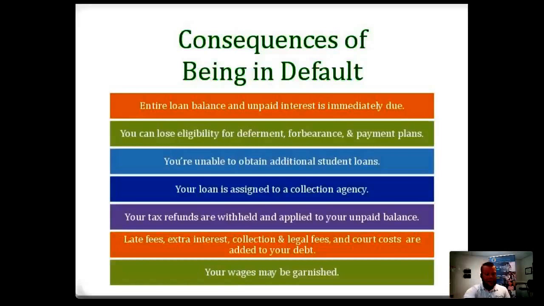Here's a huge one. Late fees, extra interest, collection and legal fees, court costs, all these things can be added on to your debt. So it really depends on where it goes in the process and how it gets handled once it goes to default. But yeah, late fees, extra interest, and collection fees are going to be added on. And trust me, they're going to go to their legal maximum amount because they're there to make money, okay?